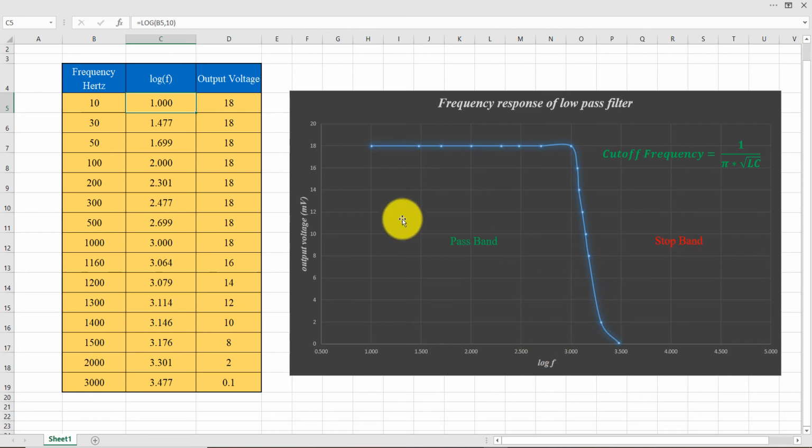Now if you see this graph, all the frequencies over here are passed by the filter, while these frequencies do not appear in the output, and therefore it is said that they are stopped by the filter. The filter cutoff frequency is given by 1 upon pi into root LC, and from the graph you can calculate the cutoff frequency by taking the half power point, that is 18 divided by root 2, and somewhere here you will get the cutoff frequency of the filter.